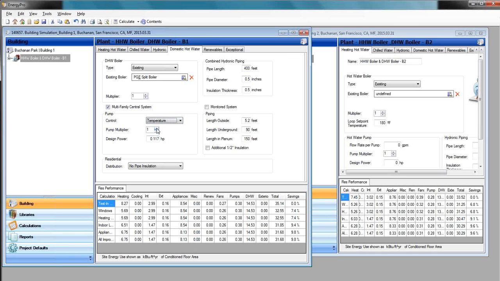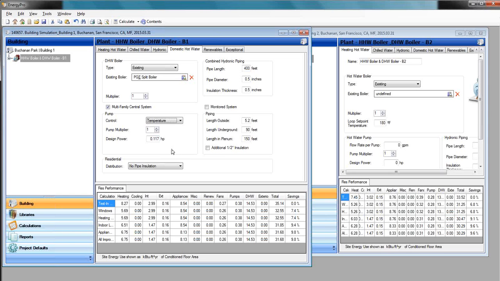Pump multiplier, obviously, is pretty self-explanatory. However many pumps you see out there, you want to put that in as a pump multiplier. Now, just keep in mind that if you see multiple different size pump horsepowers, you don't want to multiply out that pump. If there are 2 different horsepowers, one's half horsepower, one's 3/4 horsepower, that's 2 different pumps altogether. So it's not a pump multiplier. This is talking about similar or like type pumps.